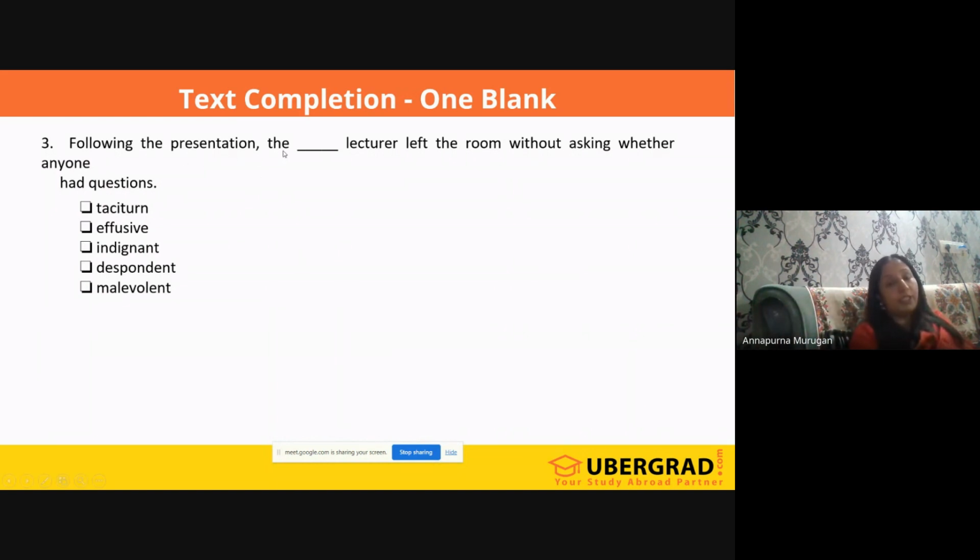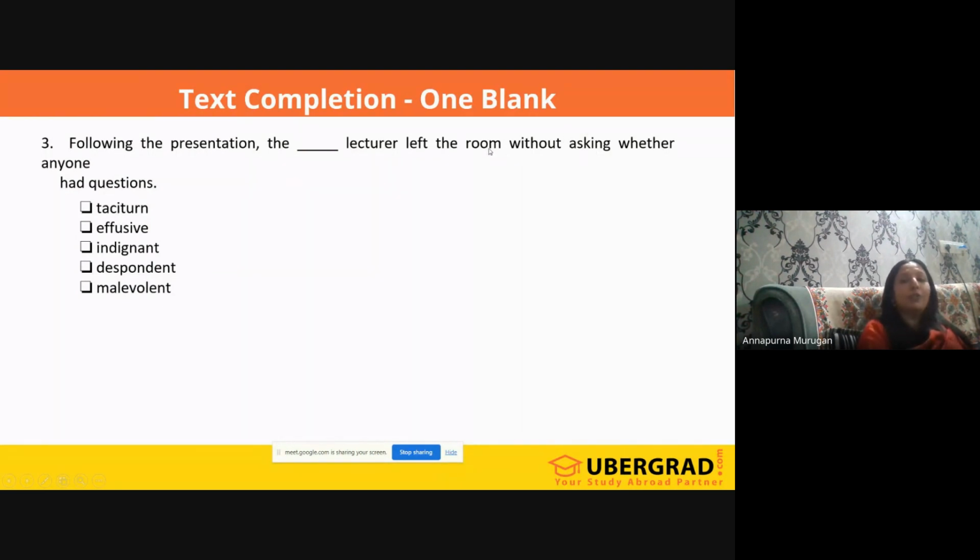Following the presentation, the dash lecturer left the room without asking whether anyone had questions. Now you need to describe the lecturer here, isn't it? Following the presentation, the dash lecturer. That means they are describing the lecturer. Here they are talking about the adjective of the lecturer. He left the room, it seems. And how do you know what adjective you need to give? Because they are describing his attitude.